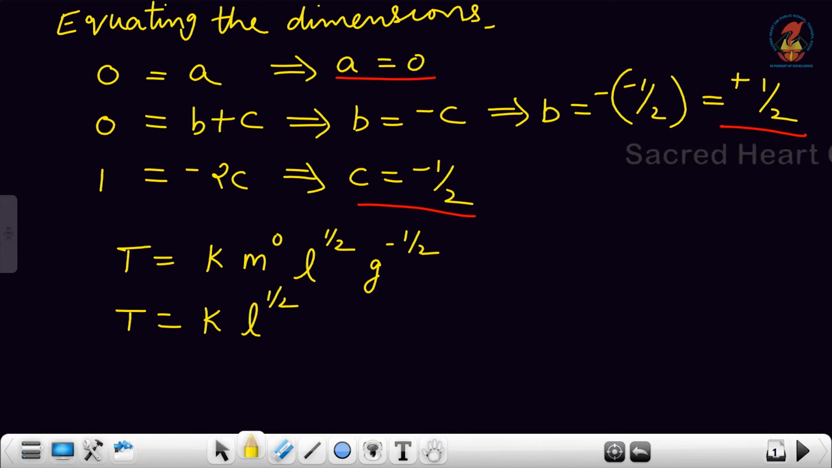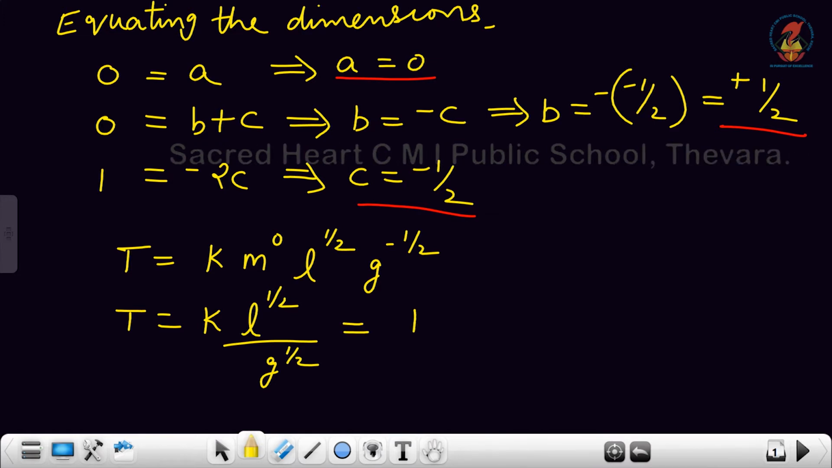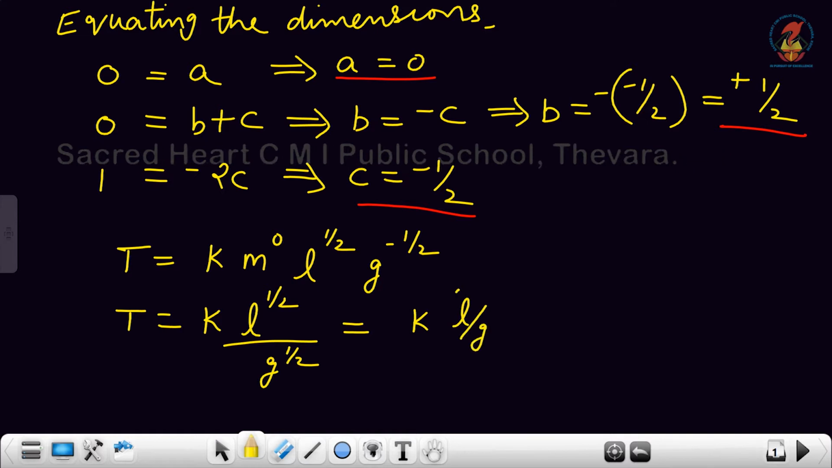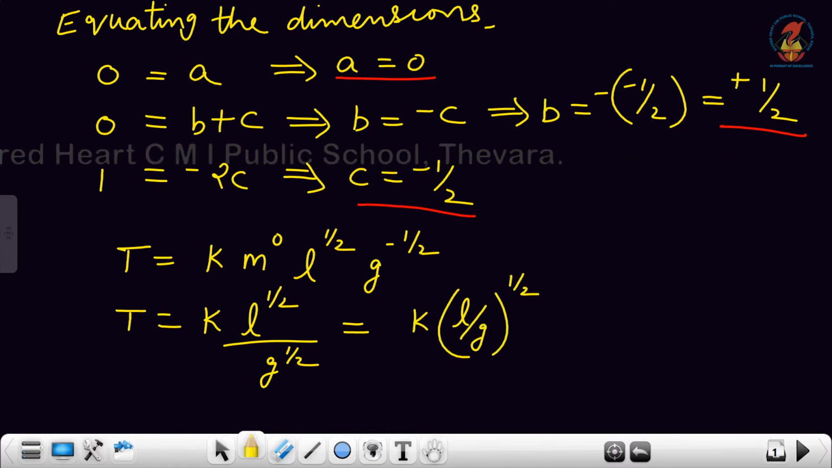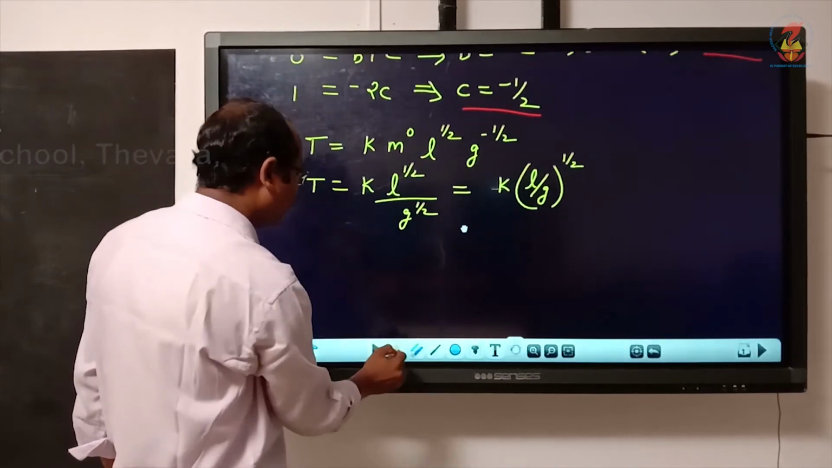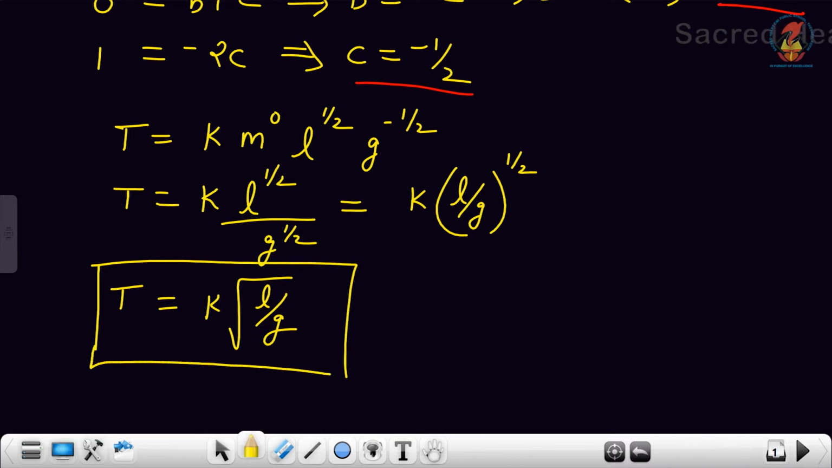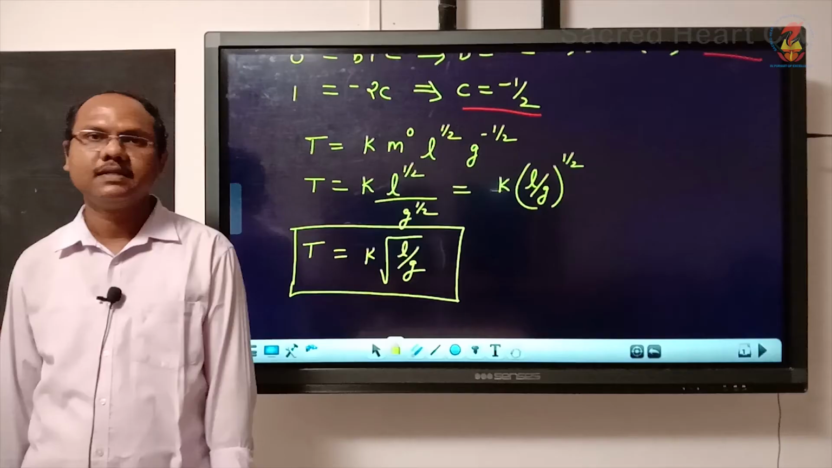So I am not writing it now. I just write L raised to 1 by 2, G raised to minus 1 by 2, I put it in the denominator. So I got G raised to 1 by 2. This can be rewritten as (L by G) whole raised to 1 by 2. And anything raised to 1 by 2 means root, square root. Therefore, T is equal to K into root of L by G. So this is the expression for the time period.